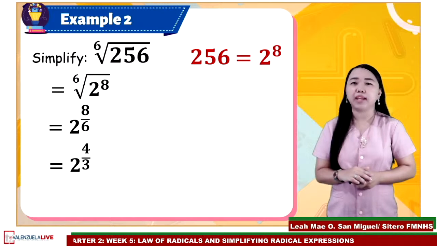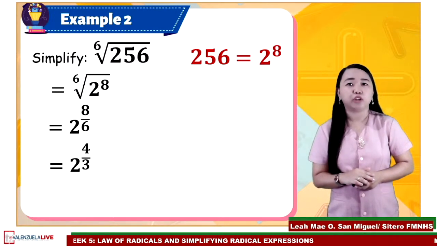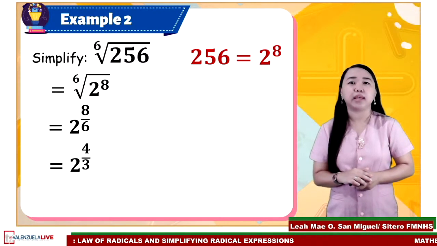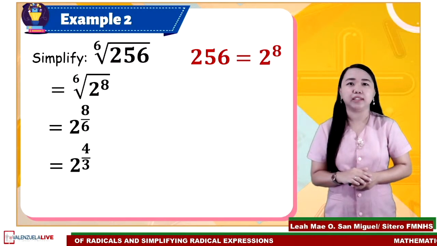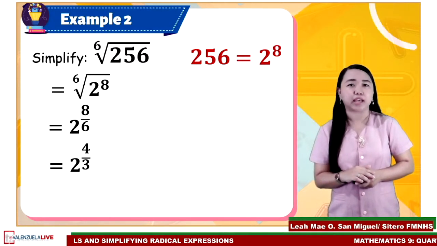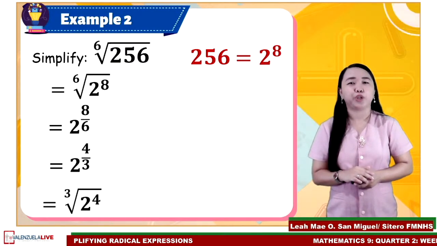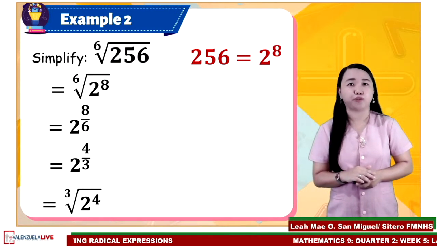Rewriting this to radical, the base 2 becomes the radicand. The numerator 4 in the rational exponent is the exponent of the radicand, and the denominator of the rational exponent is the index of the radical. The rewritten expression now is cube root of 2 raised to 4.